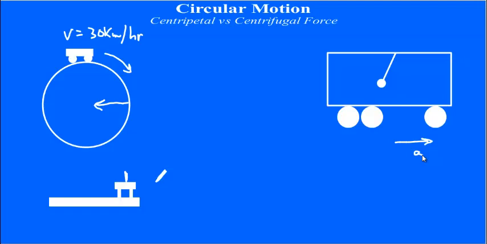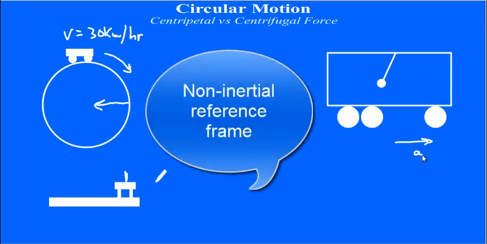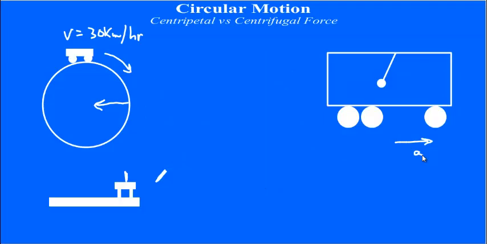In the bus and in the car, you are not in what's called an inertial reference frame. You are in a non-inertial reference frame, right? And in a non-inertial reference frame, which is simply one that's accelerating, Newton's laws don't hold. So when you're looking at something from a non-inertial reference frame, things are going to look different. In fact, they're going to look opposite. So the centrifugal force is that fake force that you feel pushing you to the outside of the circle, when in reality, you're being pushed to the inside.